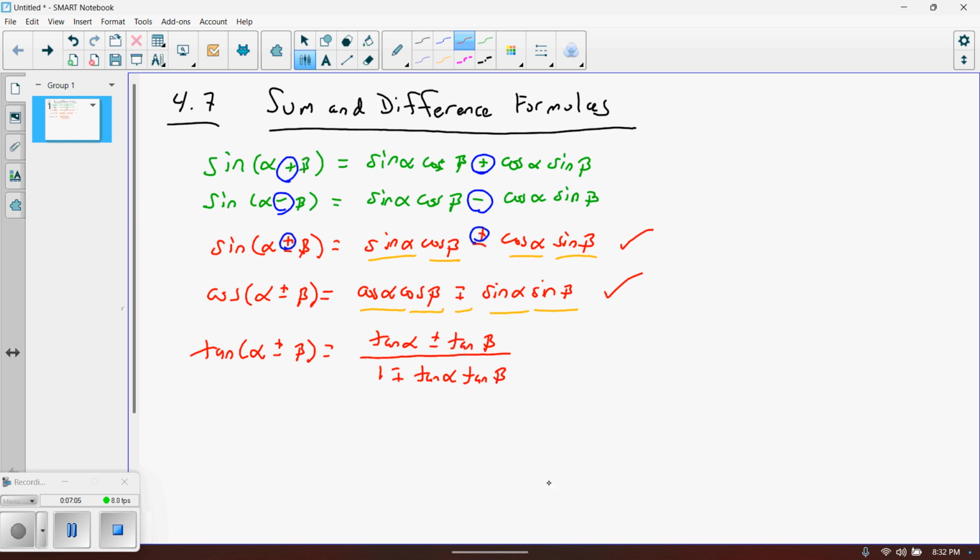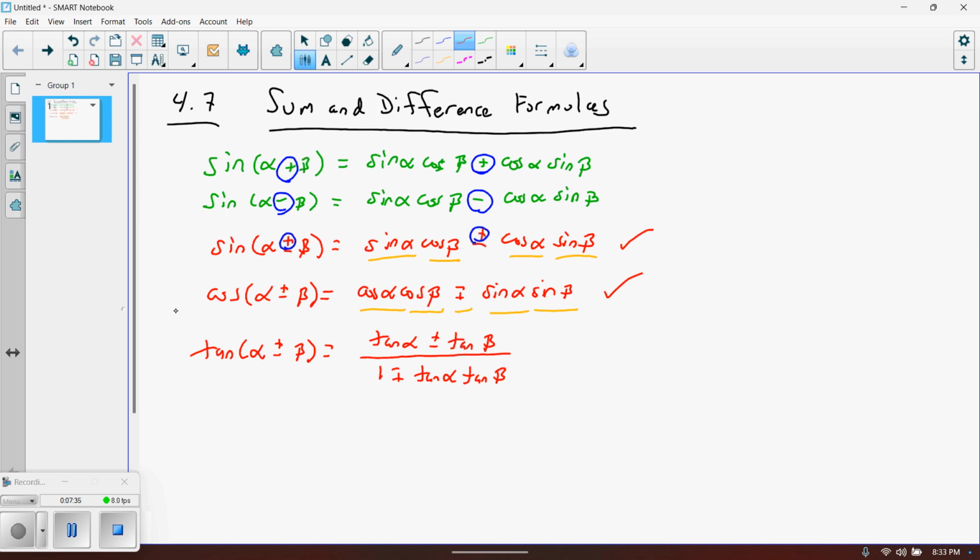Now, the reason I said that there's another way to do this is because if you understand that tangent is sine divided by cosine, technically, if you wanted to find the tangent of alpha plus beta, you could do the sine of alpha plus beta over the cosine of alpha plus beta, and you're going to get the same result. Believe it or not, they do actually simplify to this little equation right here. So you can pick and choose whichever way you want to do it, whatever works best for you.